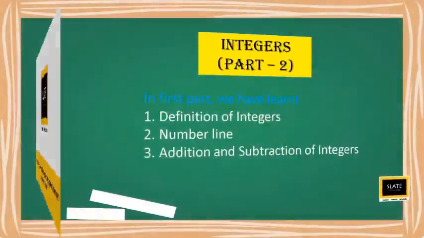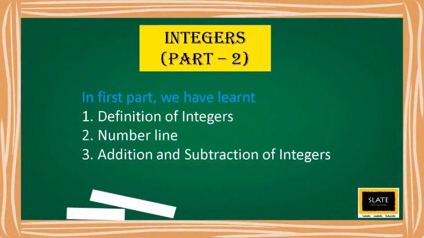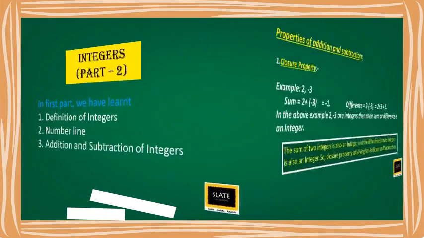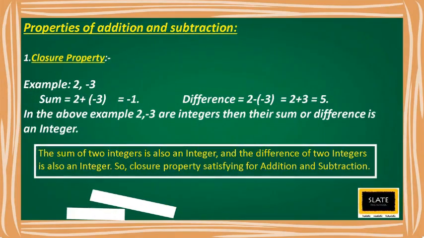You have gone through the first part and you have learnt about definition of integers, number line of integers, addition and subtraction of integers, and absolute value of an integer. Now let's go to the next concept, that is properties of addition and subtraction of integers.